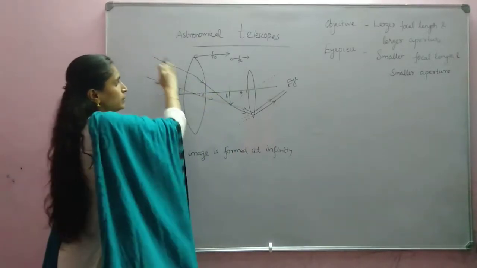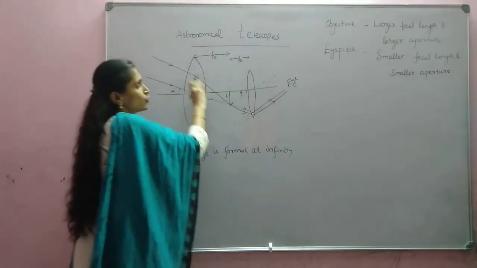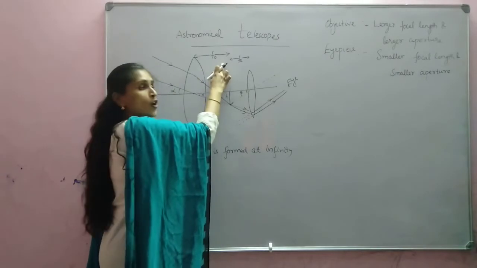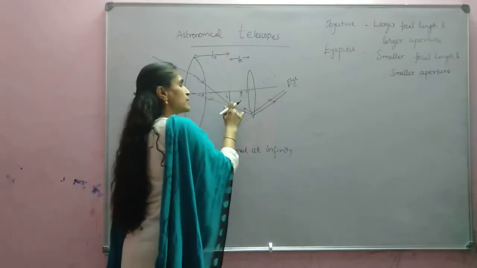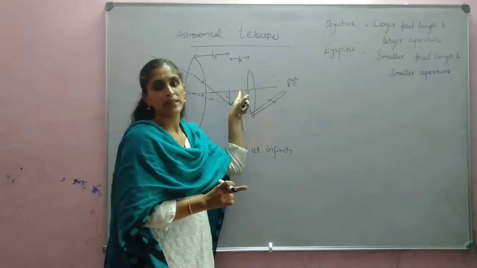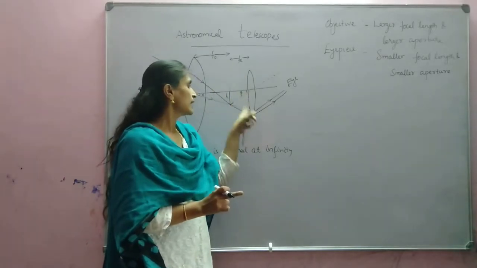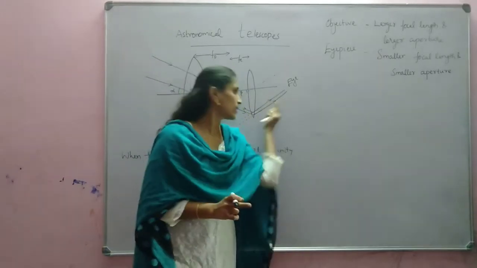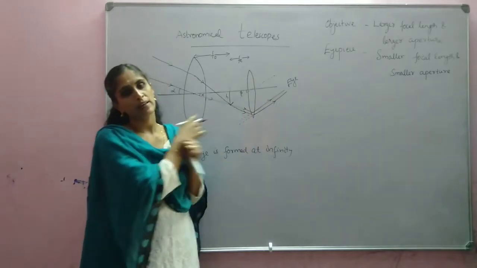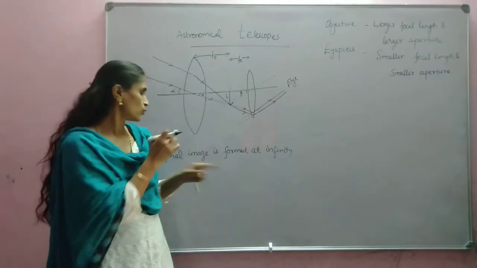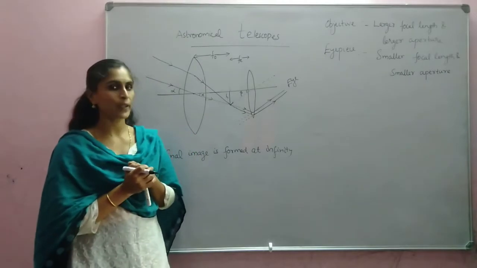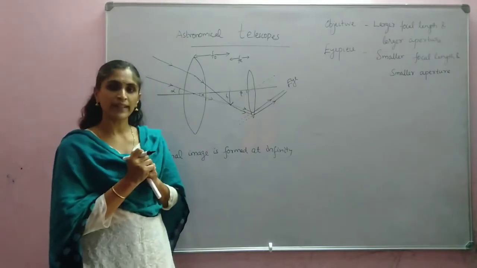So a parallel beam of light we are showing, and those converge to form the image exactly at the focus of the objective, and that image should be exactly at the focus of the eyepiece also, so that the rays coming from this, we will get a parallel beam of light. The refracted light from the eyepiece will be a parallel beam of light. So we can conclude that the final image is formed at infinity. Okay, now we have to find the magnifying power.